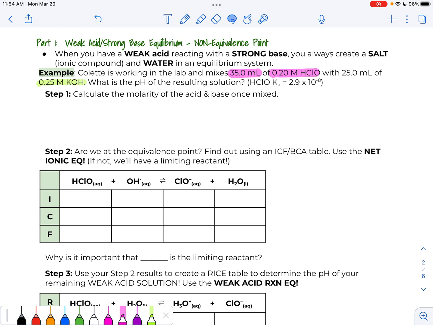Obviously, you first know that it's going to be a weak acid, strong base problem because I'm introducing it to you this way, but this is how I want you to think through these problems when you don't have them structured this way with me.